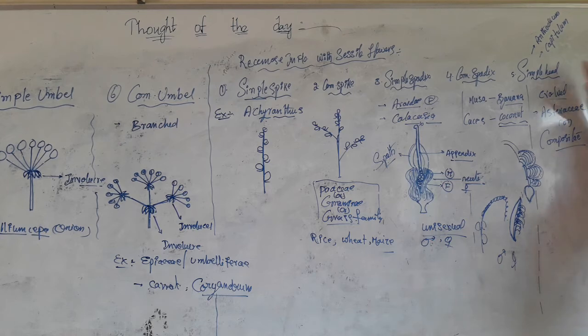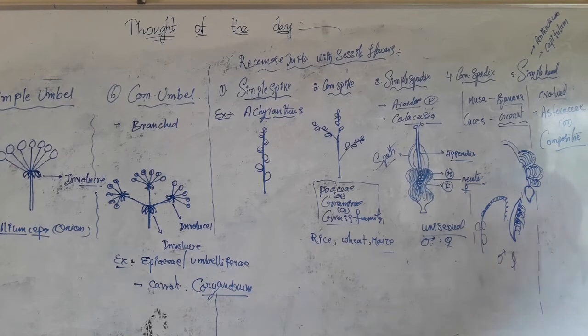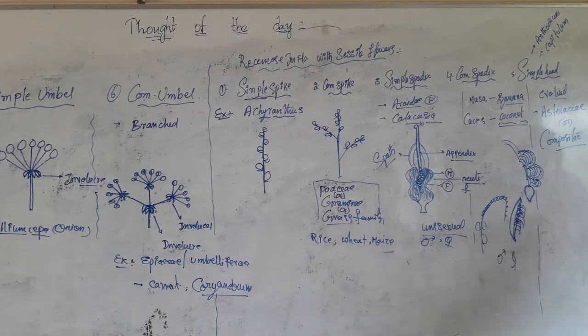This is the specialty of the simple head inflorescence. Among racemose inflorescences, this is the most advanced inflorescence. And this is the characteristic inflorescence of an advanced family. Not only the inflorescence, the family is also advanced. According to the Bentham and Hooker classification system, there are 202 families in the plant kingdom, but more advanced than all of them is the family Asteraceae, also called Compositae.